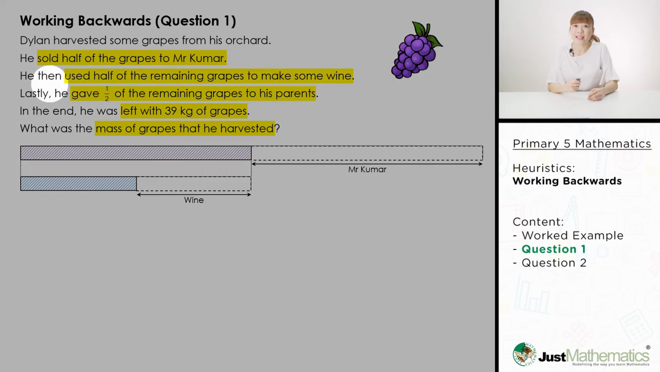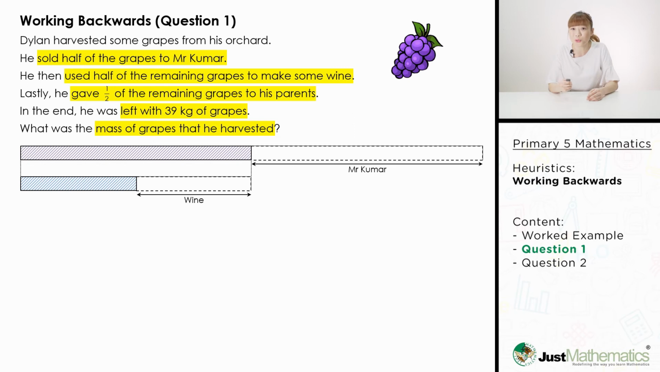Lastly, Dylan gave half of the remaining grapes to his parents. Again, 2 parts refers to the mass of the remaining grapes, and 1 part refers to the mass given to Dylan's parents. The remainder needs to be cut into 2 equal parts again. So, we draw a new rectangle below the remainder of the second model. Then, we cut it into 2 equal parts. 1 part out of the 2 parts is given to Dylan's parents.